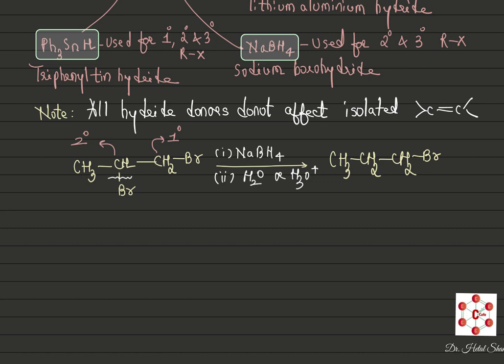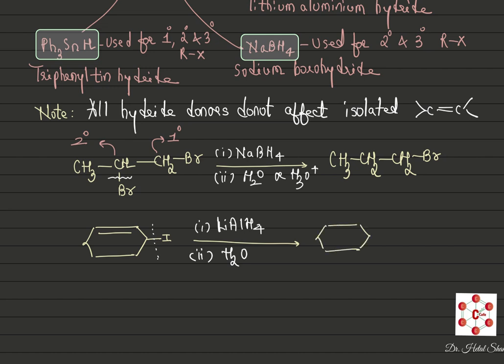Another important thing. Suppose I put 1, LiAlH4, and 2, H2O. What am I going to get? There would be bond breaking taking place here. Will the double bond be affected? I have already mentioned that the double bond will not be affected. All hydride donors do not affect isolated double bonds. So the double bond would remain as it is.